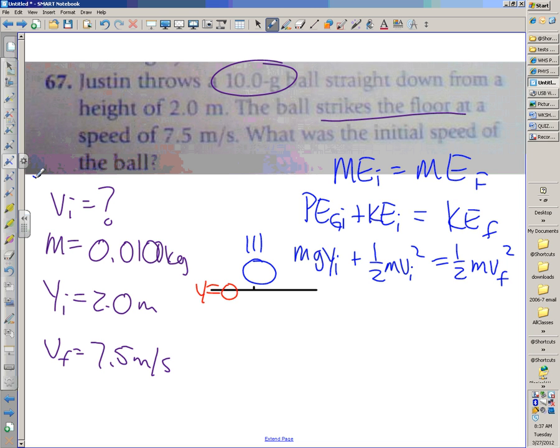Mathematically, what can we do as our first step here? We can cancel the m's in this case because it appears in every term of that equation. If it's not in every term, you can't do that. It's got to be in every term. Now, do we know g? We do. Do we know the initial height? We do. We don't know the initial velocity, but that's okay because that's what we're looking for, right? And then they gave us the final velocity in the problem. We've got everything we need to solve this.